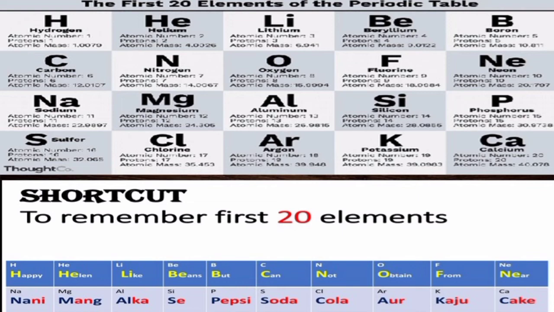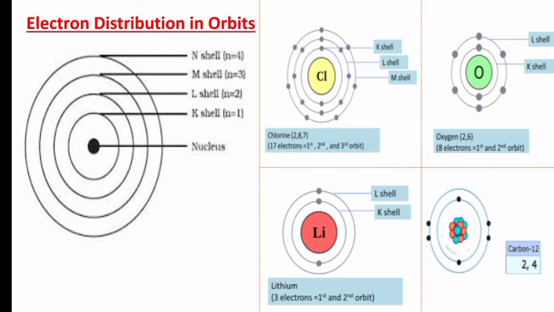Okay, so this is the way you are remembering. I'll repeat once again. It is Happy Helen likes beans but cannot obtain from near. Next is Nani Mang Alka Se. You can write Si also if you want, but it is Se. That's why I've written it like this. Pepsi, soda, cola or kaju cake. So this is the shortcut to remember the first 20 elements. There are other shortcuts also. Some children may not say it in this way. They may say Na Mang Alka Se Pepsi, soda, cola or kaju katli. That is also another way of saying. There are so many short forms like that to remember the first 20 elements.